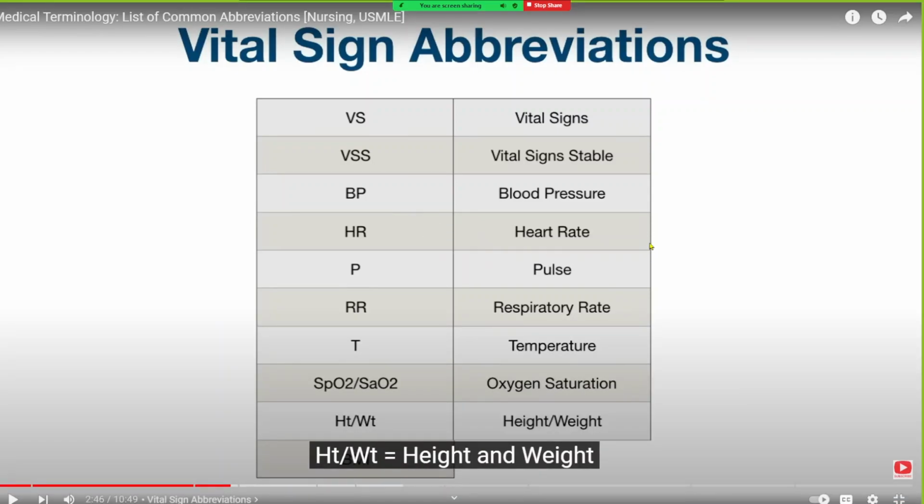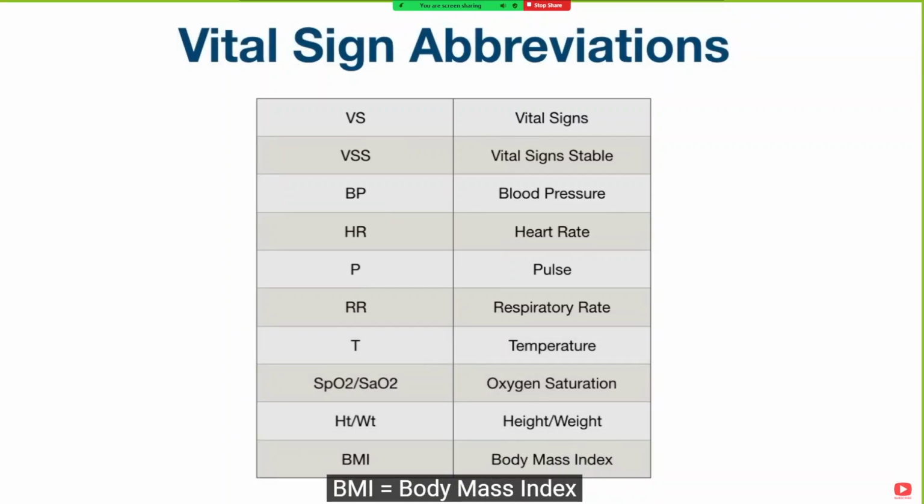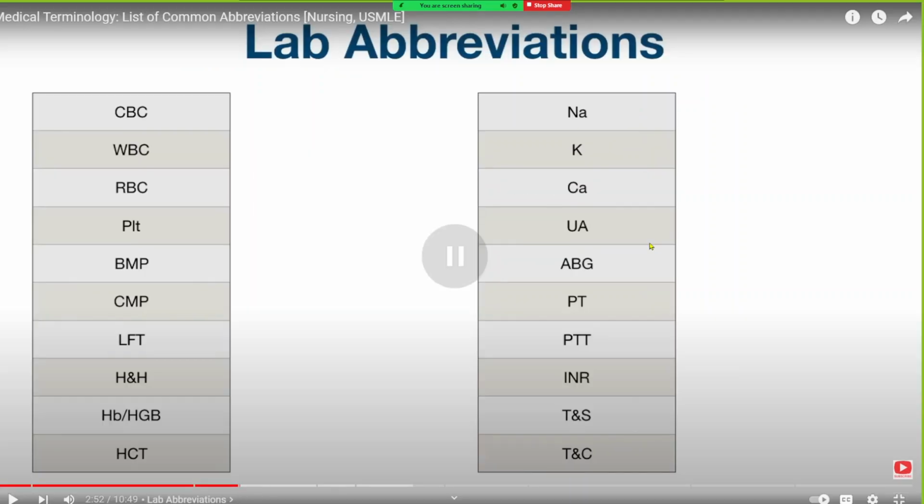This was used frequently at the time of COVID. Oxygen saturation, SpO2. HT/WT, height and weight. BMI, body mass index. This is again common, body mass index, right? We all are aware of it. A few abbreviations are very common, but a few are known only by the medical staff or the healthcare staff.